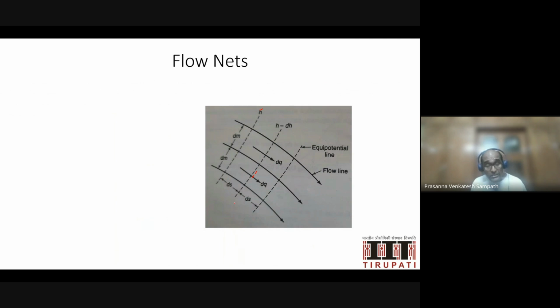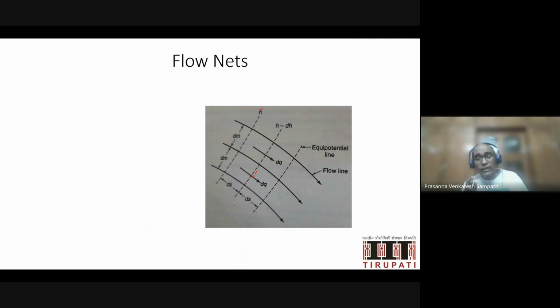That would be very nice, but it's not a necessary condition. And then similarly, I have these flow lines, which will always be perpendicular or orthogonal to these equipotential lines. Wherever these two cross, it will be at right angles.